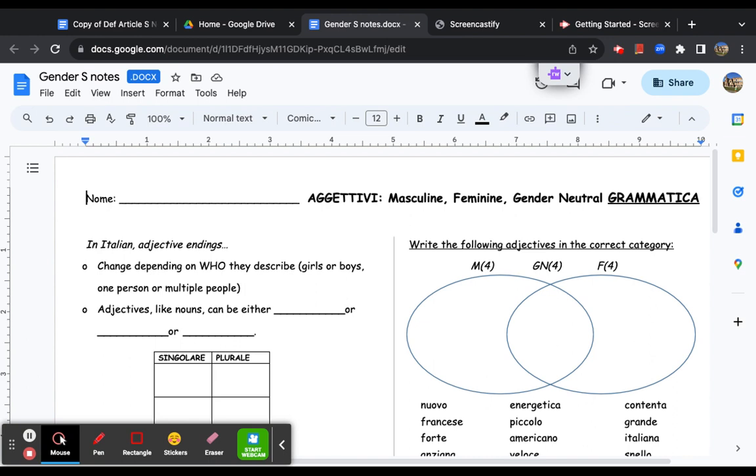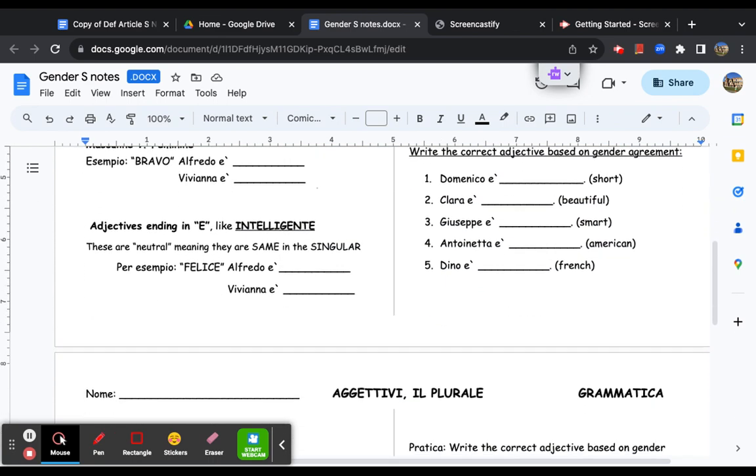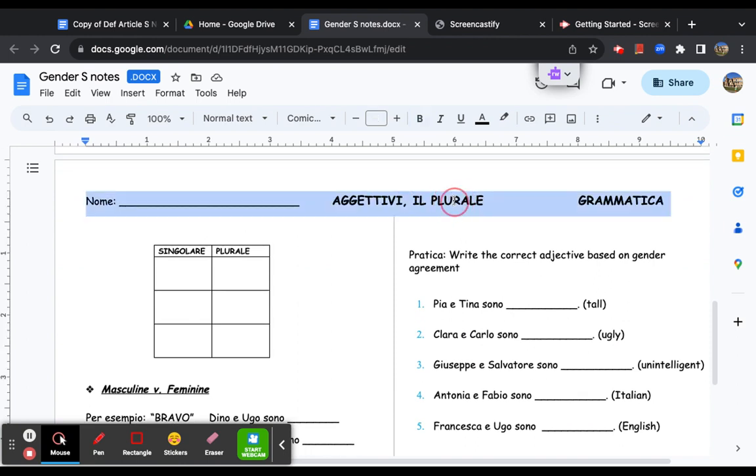Today we're going to do notes per gli aggettivi, adjectives, and gender agreement nella classe di italiano. Voi avete le note, you have your notes nella cartella, in your folder, and this is what they look like. Davanti, the front side, noi abbiamo già fatto, we did already, okay? And it looks exactly like this. Oggi facciamo, today we're going to take a look dietro at the back side, which looks like this. Aggettivi, il plurale, grammatica, okay?